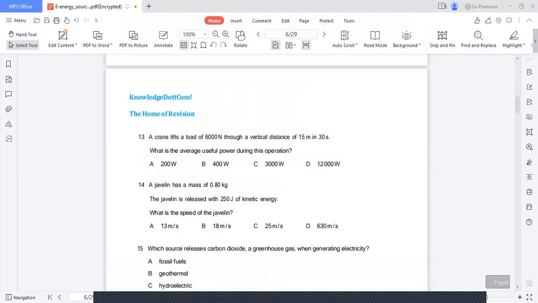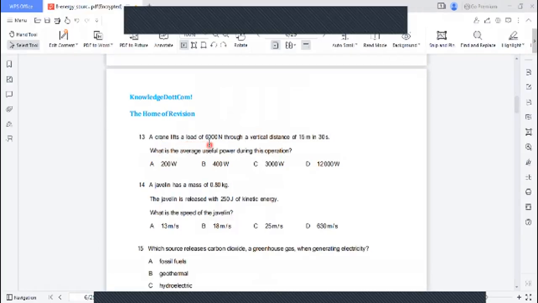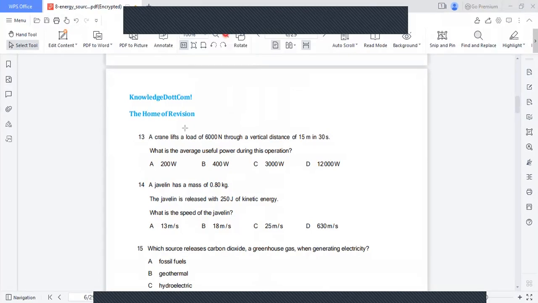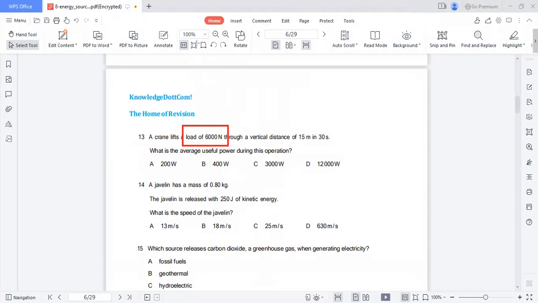Okay, number 13. A crane lifts a load of 6,000 newtons. So I'm gonna mark this one. This one is 6,000 newtons. It means it's a weight. Weight is 6,000 newtons through a vertical height of 15 meters. So height is 15 meters. Vertical distance means height. So height is 15 meters.